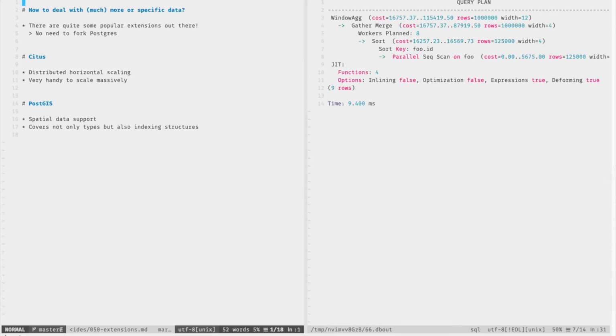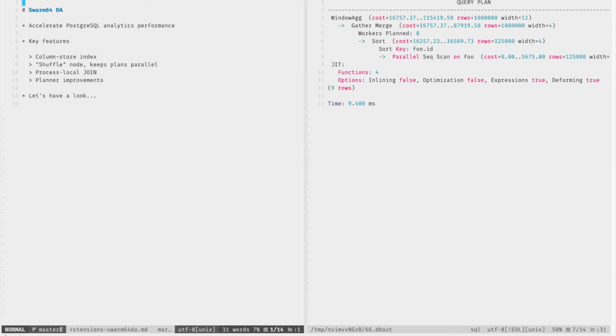So these are two, and now we are coming closer to the demo. And the demo covers our extension. So Swarm64 DA. DA is for data accelerator. And the goal of this extension is to give Postgres more analytics performance.